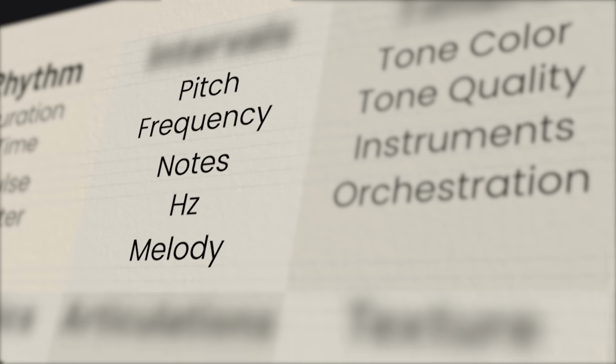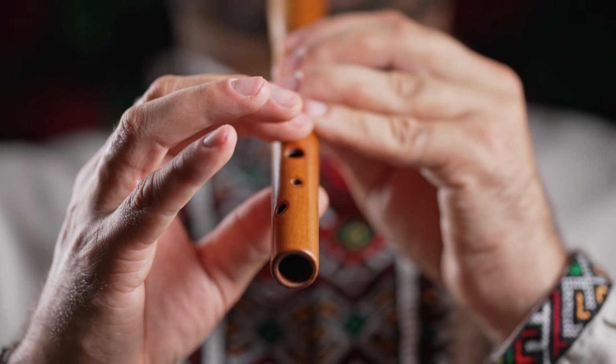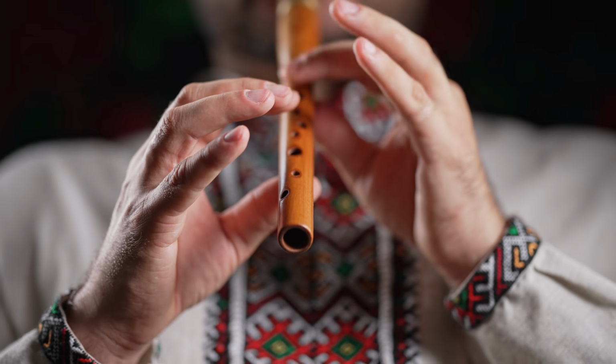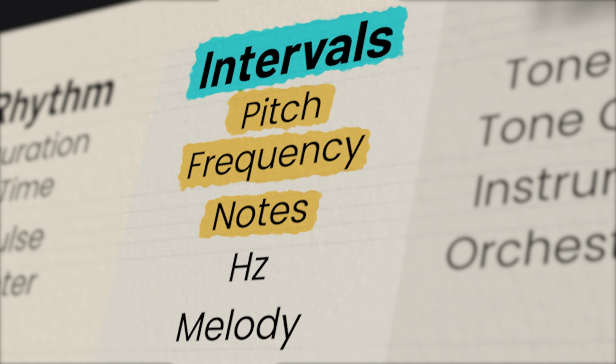The next element of music is musical intervals. Early humans likely discovered this element by raising and lowering their voices or blowing into a hollow reed. We will explore concepts such as pitch, frequency, and music notes under the title Musical Intervals or simply Intervals.